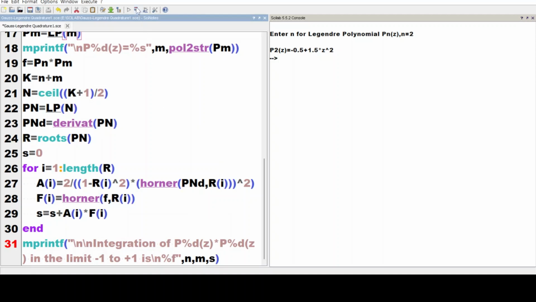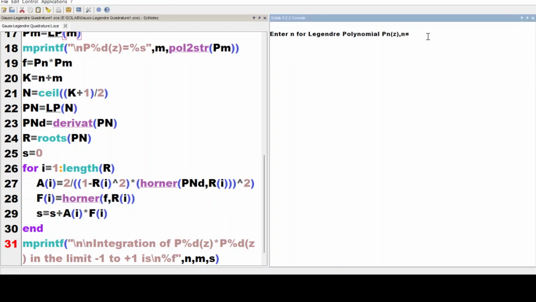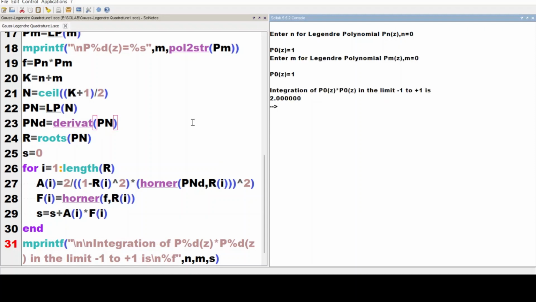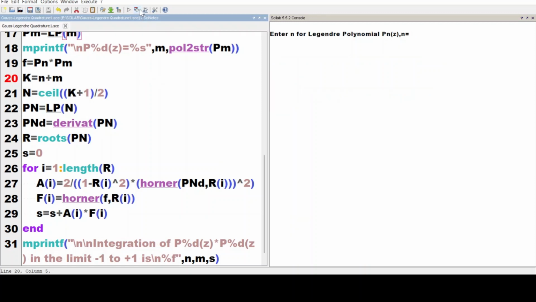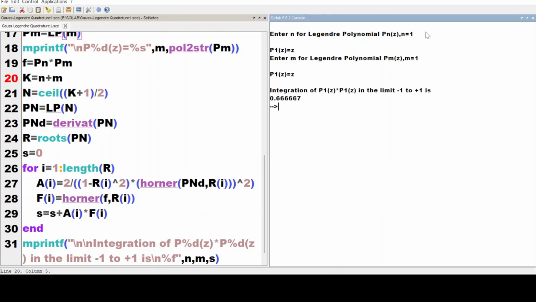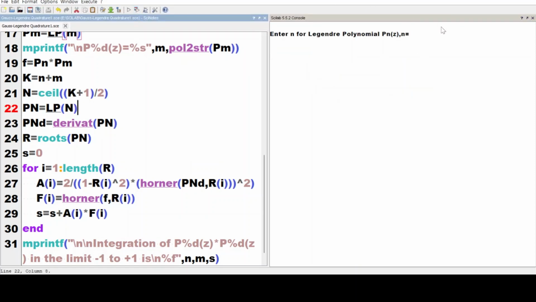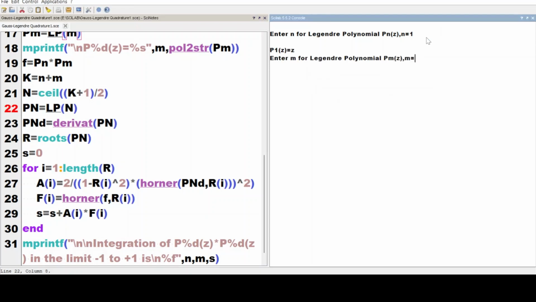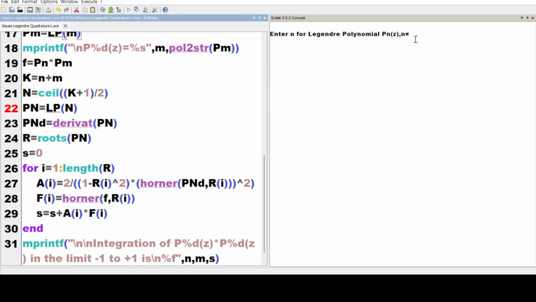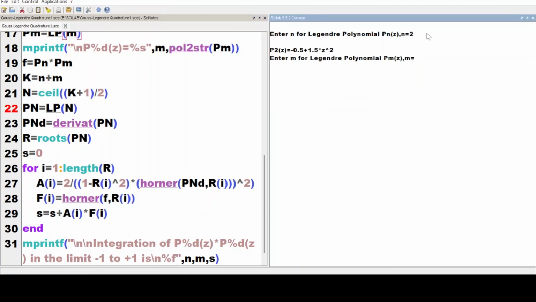Now we execute the code. n is equal to 0, m is equal to 0. Again execute the code. n is equal to 1, m is equal to 1. We again execute the code, n is 2, m is also 2. Now give n is equal to 1, m is equal to 2, n is 2, m is 3.